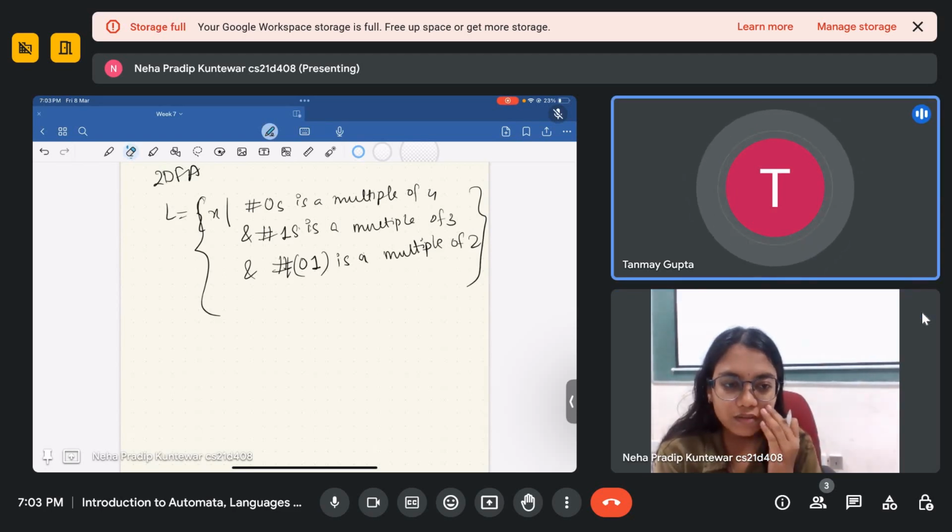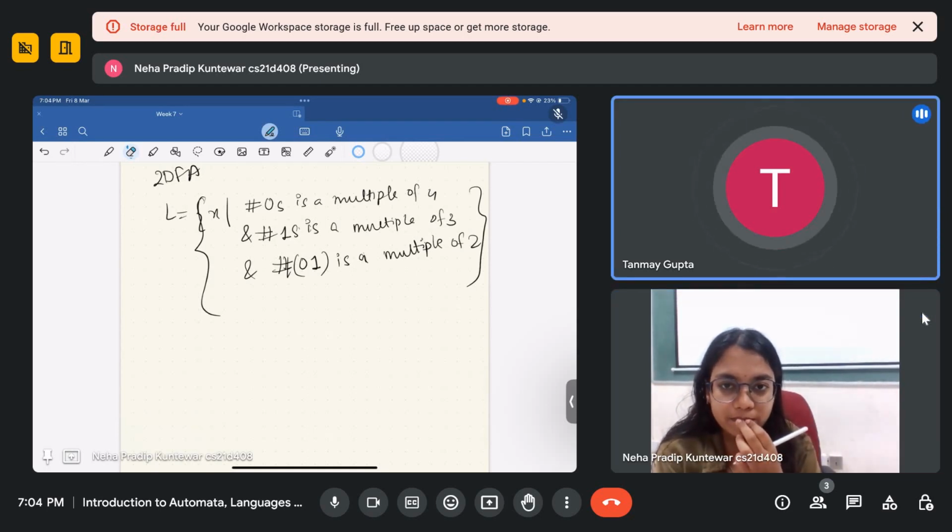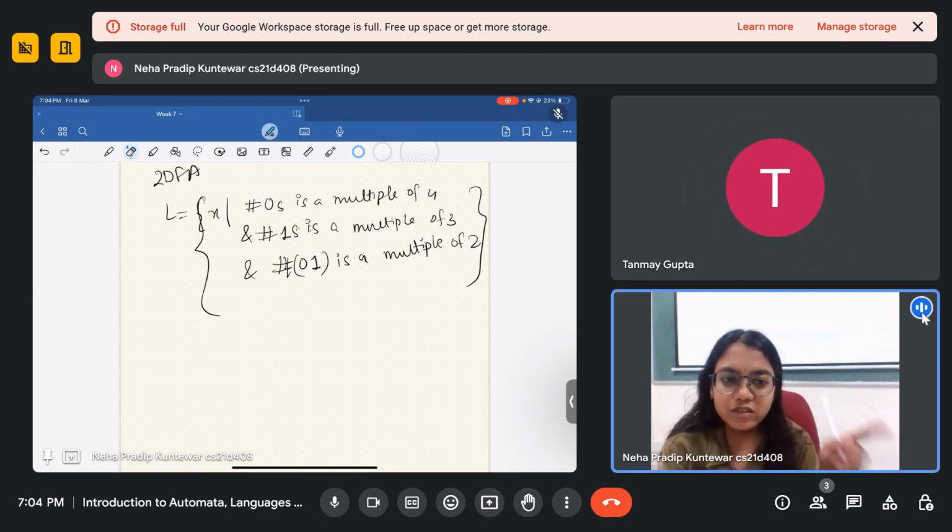Then you keep moving. Since we are counting zeros, there will be 4 states: Q0, Q1, Q2, Q3. For checking a multiple of 3, you just need 3 states. When it is at Q3, if it accepts another 0, it will move to Q0. And from Q0, if it is a right hand marker, we will move to the left, to Q4. That's right. Then you do the same thing for checking the number of ones.